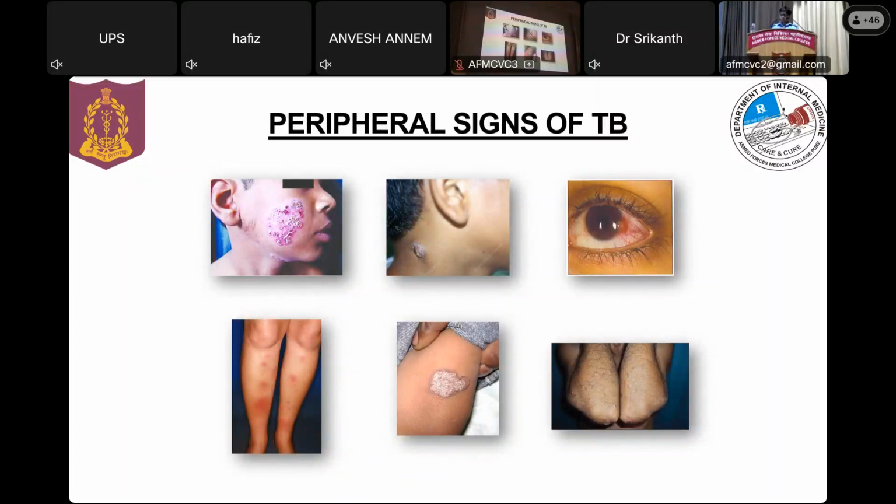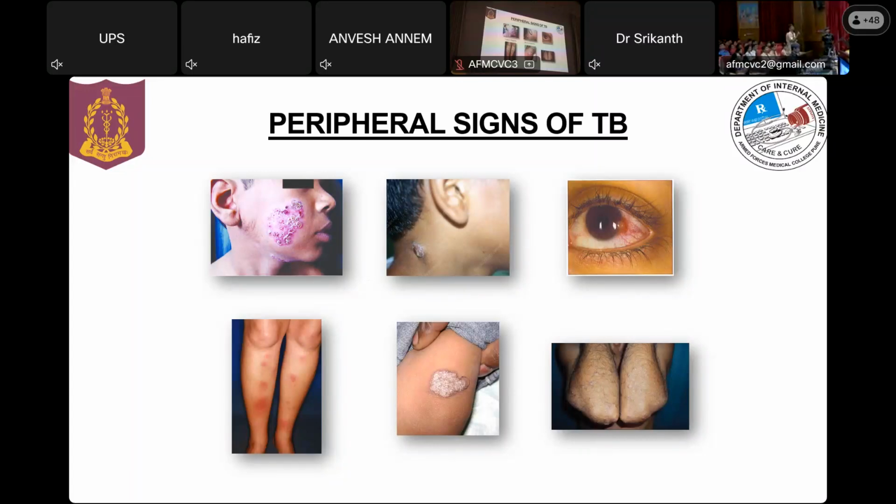These all are the peripheral stigmata of tuberculosis. So what is this lesion? Quick. So the first one is lupus vulgaris. Good. What is this? So this is scrofuloderma. Okay, that is skin tuberculosis.